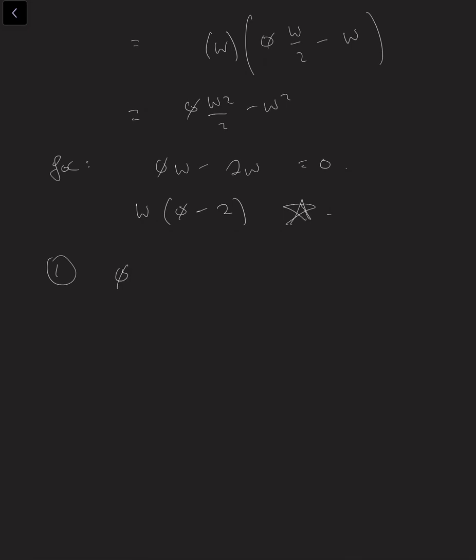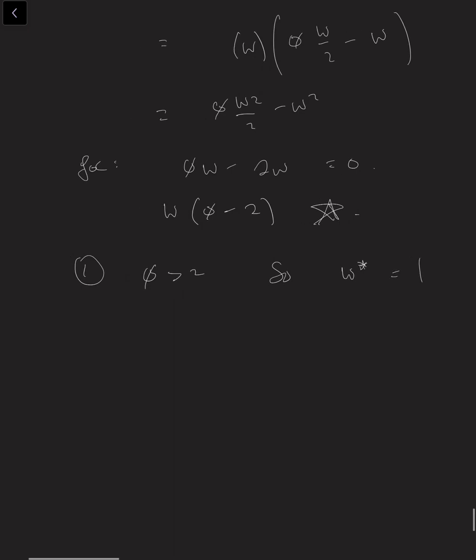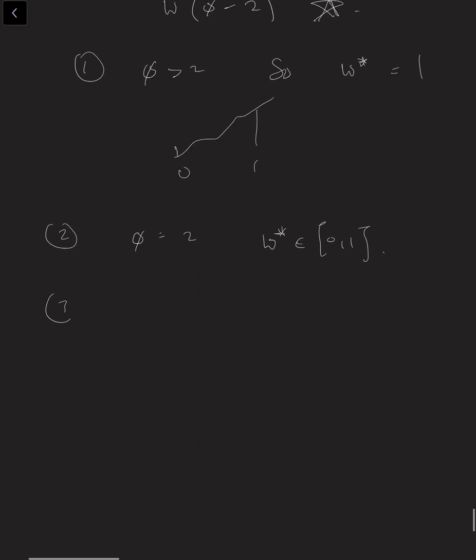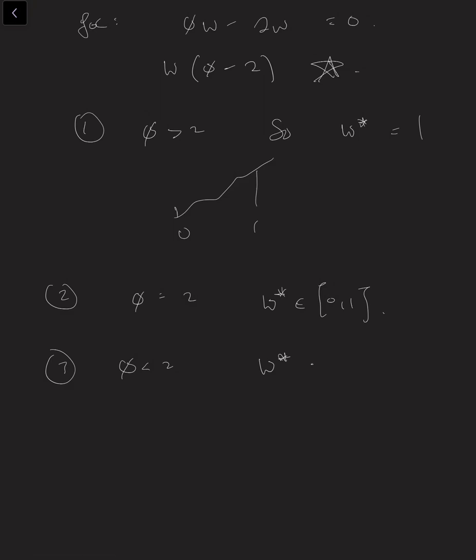If phi is greater than 2, then this expression is always positive, so the optimal wage offer is going to be 1. And we have no interior solution, so we have a function like this, 1 and then 0. If phi is equal to 2, then this expression is always 0, so any wage in [0, 1] is optimal. Finally, if phi is less than 2, then the optimal wage offer is 0.